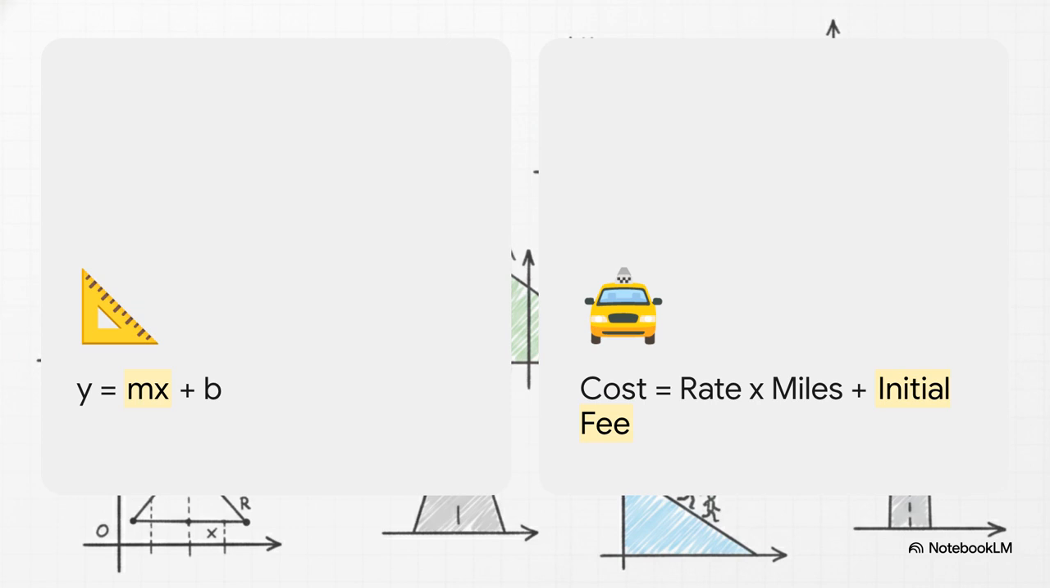This maps the abstract algebra beautifully to our real-world scenario. The m in our equation is the mathematical slope, which we now know is our constant rate of $2.50 per mile. The x is our input, meaning the miles driven. And what about that b? That is our y-intercept. In the real world, b is the initial fee you're charged, just for sitting in the cab, before you've traveled a single mile. Every variable literally has a distinct real-world job.